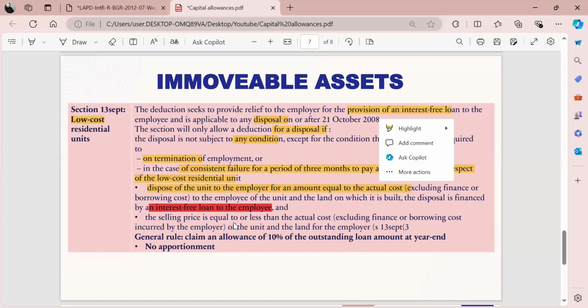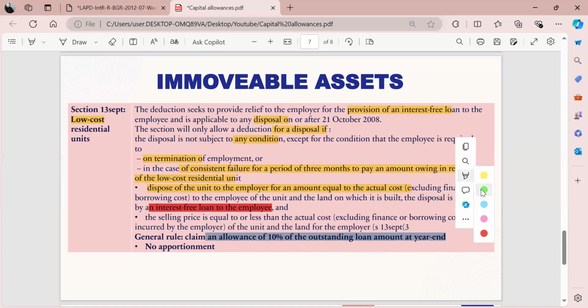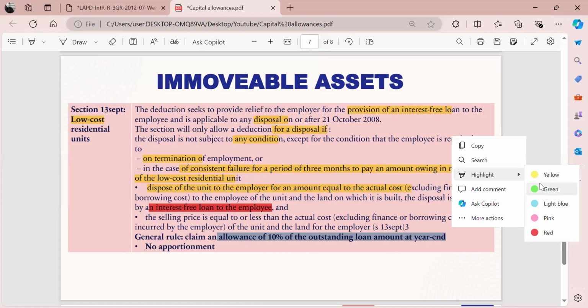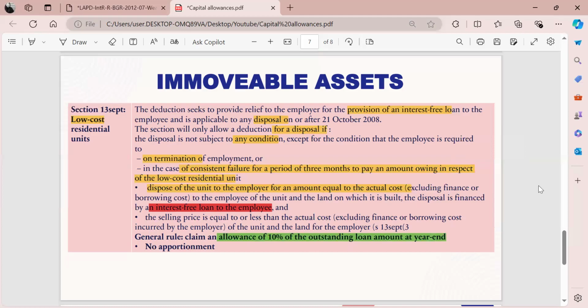Now, the general rule is we are going to claim an allowance of 10% on the outstanding loan at year end. So this is very important, guys. This 10% is not on the value of the property or on the value of the low-cost residential unit, but it is on the value of the loan, the outstanding balance of the loan that the employee would be owing the employer. So that's the general rule. And lastly, again, there is no apportionment on Section 13 Sept.